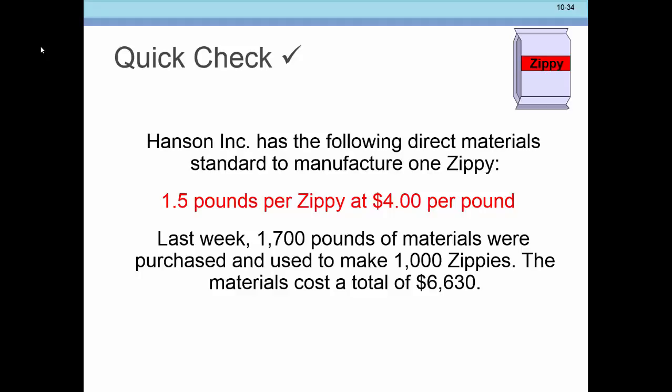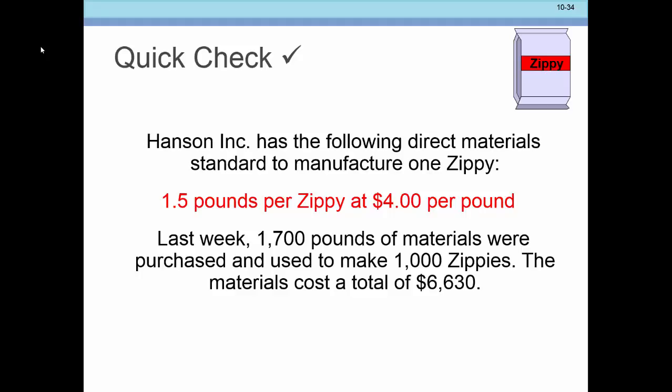And now you gotta get the actual price, right? And to get the actual, you have to divide 6,630, which is what they spent on these materials, divided by 1,700 pounds. Good. Notice that 1,700 gets used twice in the price variance, doesn't it? It gets used as the actual quantity, and it gets used to figure out my actual price, right?